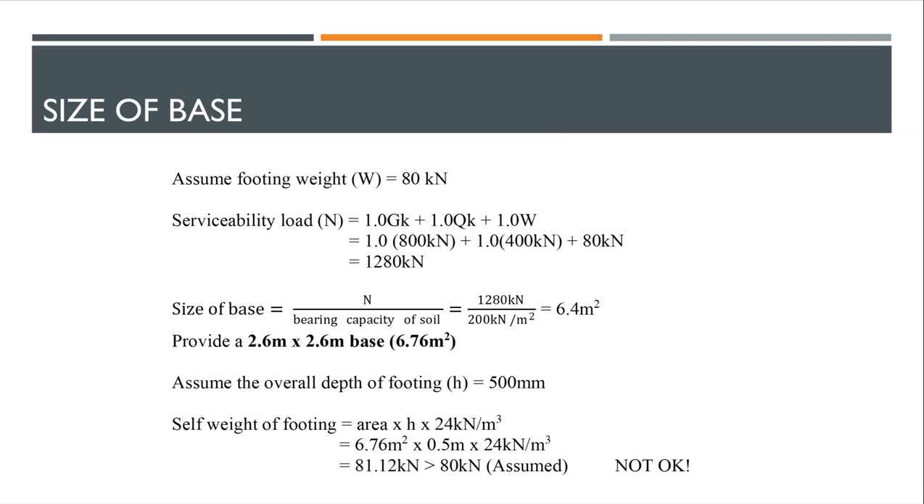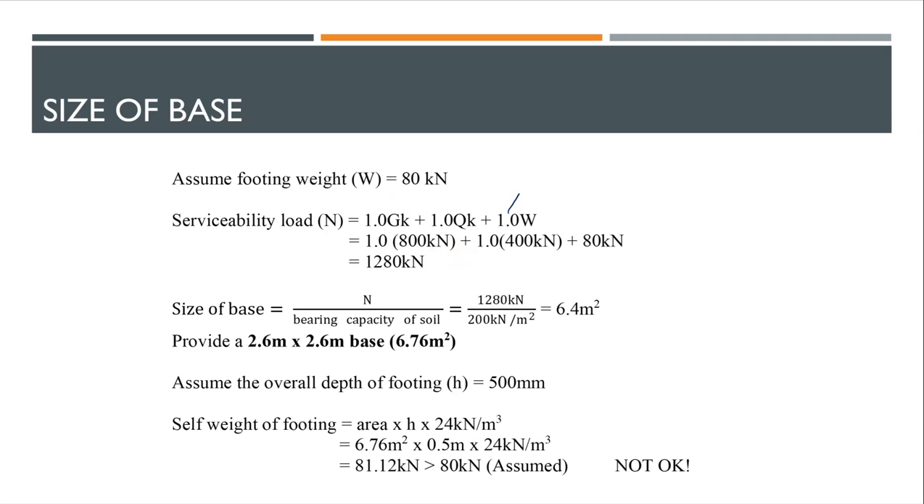Okay, so we need to calculate the serviceability load. So 1.0 GK plus 1.0 QK plus 1.0 W. So this is the formula for serviceability load. 1.0 here referring to the factor of safety. So you masukkan saja the value of GK and QK, and W 80 kilonewton ni is W that we assume. If you assume a different value, you're going to put a different value here. Once I dah assume everything and I add all, I get 1280 kilonewton.